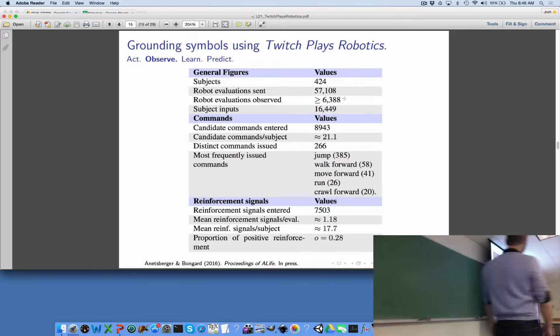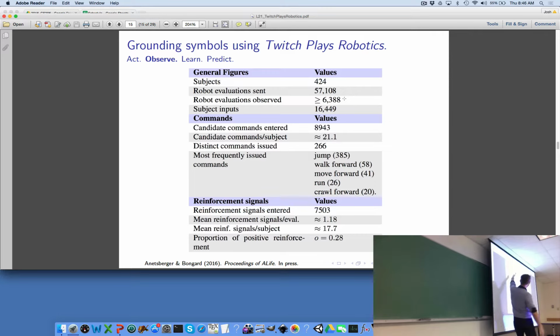So I walked you through this data set that we had before. We had 424 people participate, 57,000 controllers were sent. Some of them were not seen by anyone because it was 3 o'clock in the morning, there was no one on the site. But there were at least 6,388 controllers that were observed by people, and people typed in something in response to that controller. We got back over 16,000 chat entries from the crowd. People voted for almost 9,000 commands.